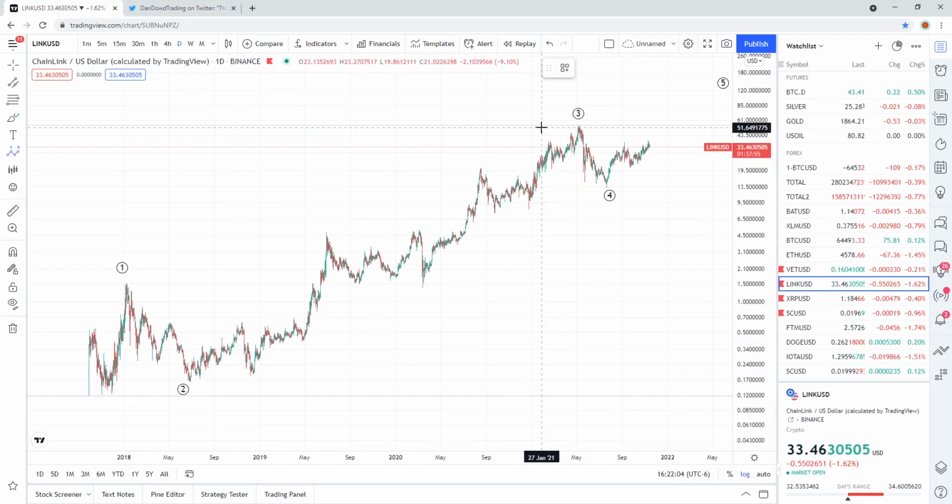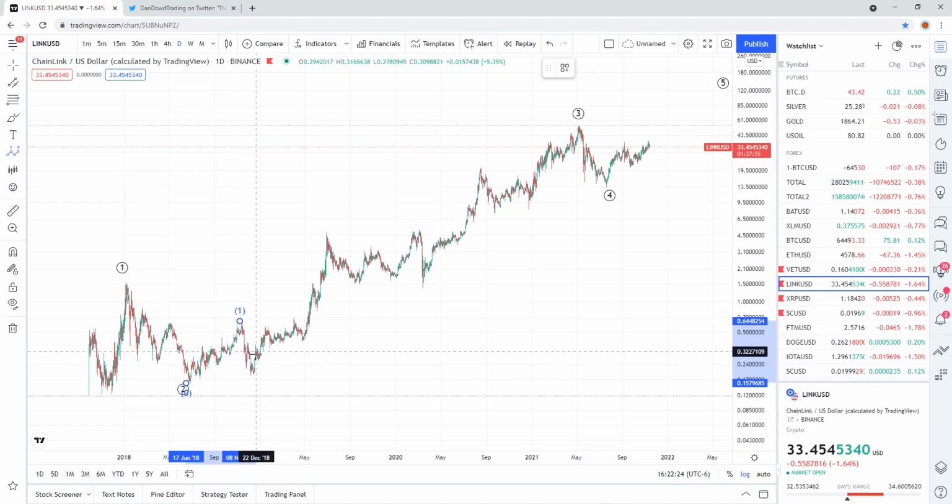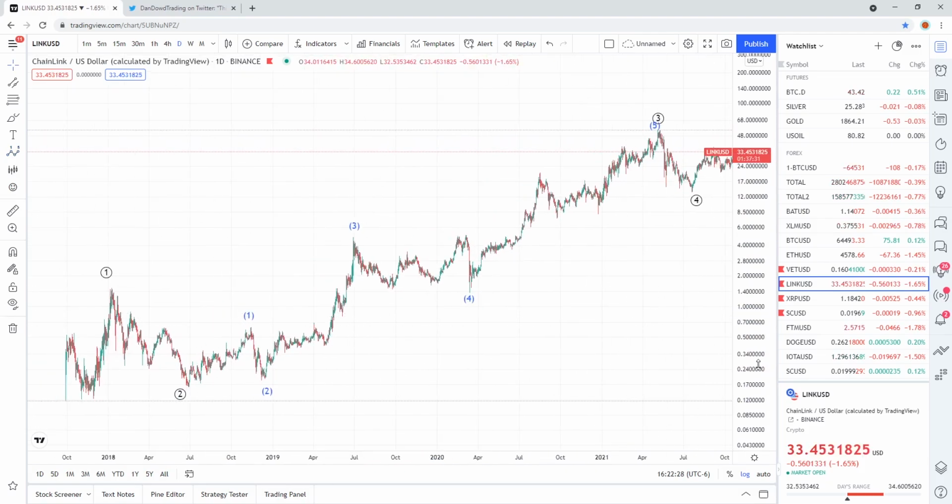The reason why I think that this is just a very big primary wave 3 is because intermediate waves 3 and 5 were both extended. And this isn't that common. You don't really see this in the crypto market, but it is possible. And usually when you have two elongated waves, it's going to be waves 3 and 5. And that's exactly what we see in this example. So I believe that this is intermediate wave 1, 2, 3, 4, and 5.